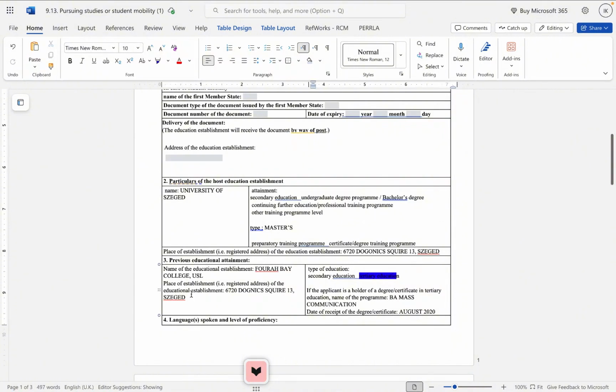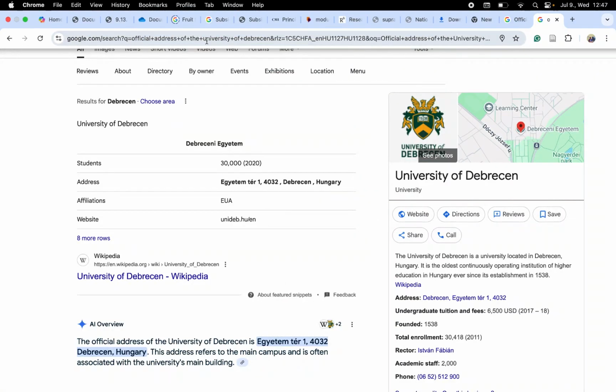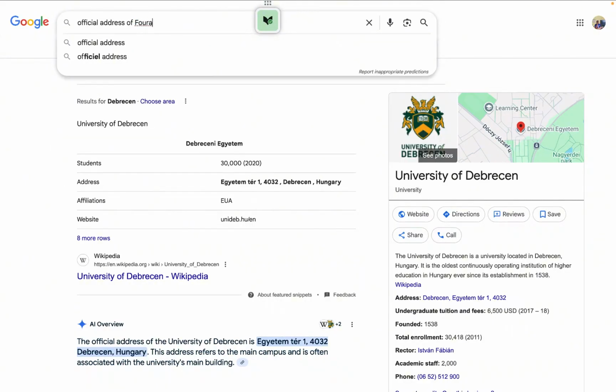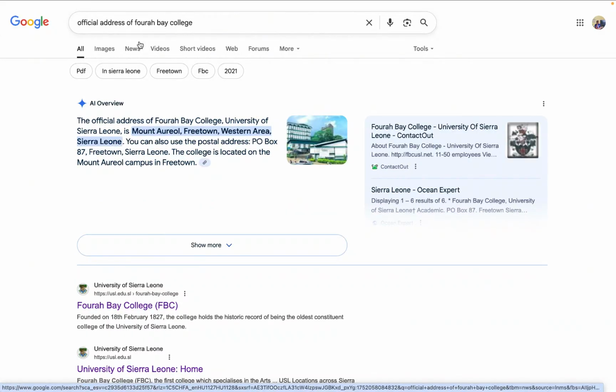Okay. And then place of establishment. Fourah Bay College is located at Mount Aureol. Okay. Let's just say Mount Aureol. Let's say that's the address. You can still search for the official address of Fourah Bay College. The address of Fourah Bay College. See, Mount Aureol, Freetown, Western Area, Sierra Leone. That is the address. Mount Aureol.